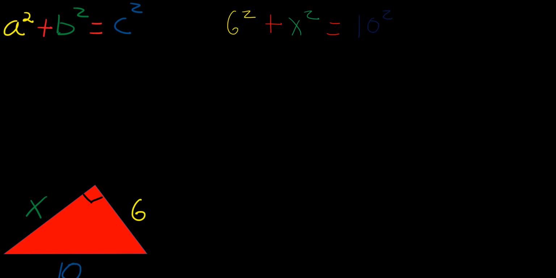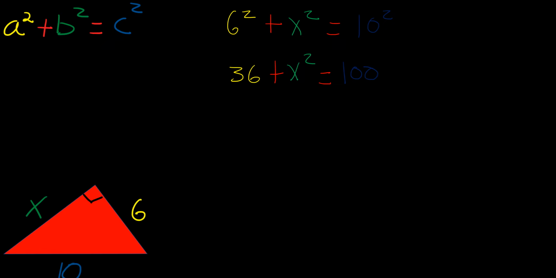So now we have to evaluate the equation. 6 squared is going to be 36. And we're going to add that to our x squared. And we're going to say this is going to equal 10 squared, which is going to be 100.